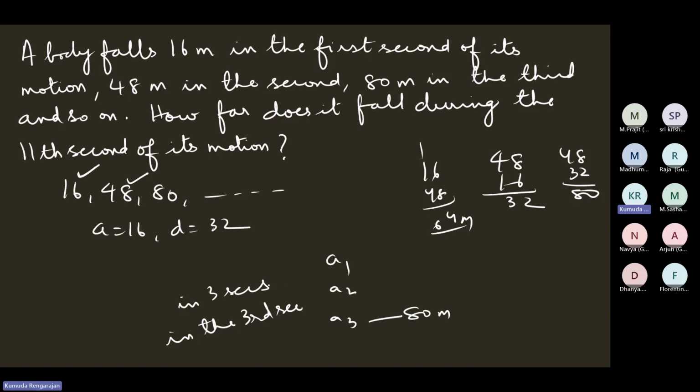The sum is given by A1 plus A2 plus A3. But the distance covered in the third second, a particular second, is 80 meters. In 3 seconds it is 16 plus 48 plus 80. So the question here is how far does it fall during the 11th second of its motion?